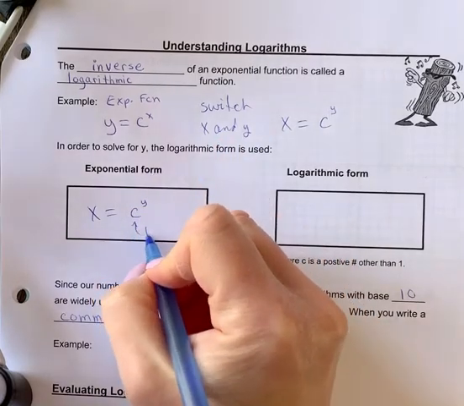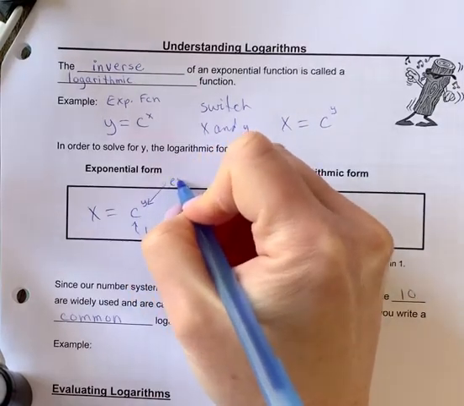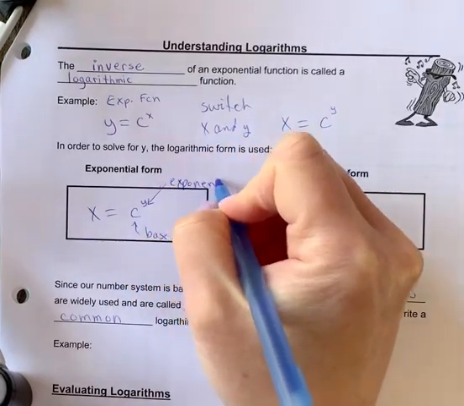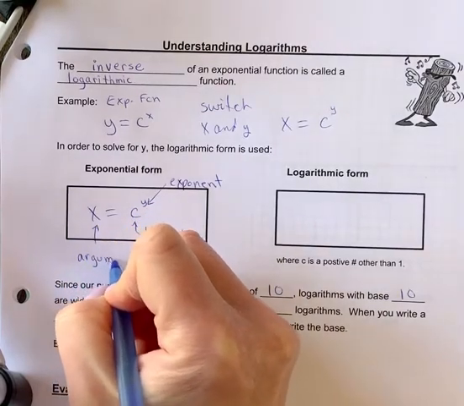This is the base number. We're used to calling it that. We're used to this being called the exponent. And a new term is this is going to be what's called the argument.